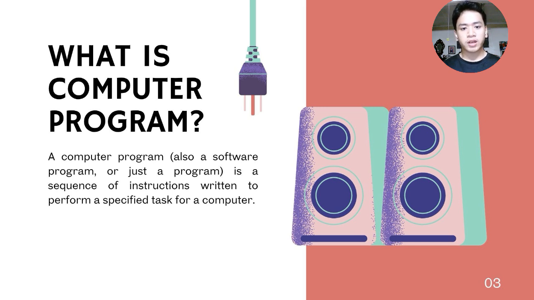So first one, what is a computer program? A computer program, also known as software, is simply a sequence of instructions written to perform a specific task for a computer. Think of it like a recipe. The instructions are written step by step, and the computer follows them exactly. Examples include programming languages like Java, C++, and Visual Basic.